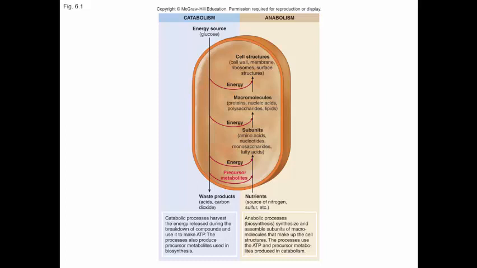So when you go to something like the terms metabolism, you're going to be talking about really two sides of a coin, anabolism and catabolism. So metabolism is made up of all of these, catabolism and anabolism. Catabolism is processes that harvest energy released during the disassembly or breakdown of compounds. So in other words, we take glucose and we break it down to synthesize ATP.